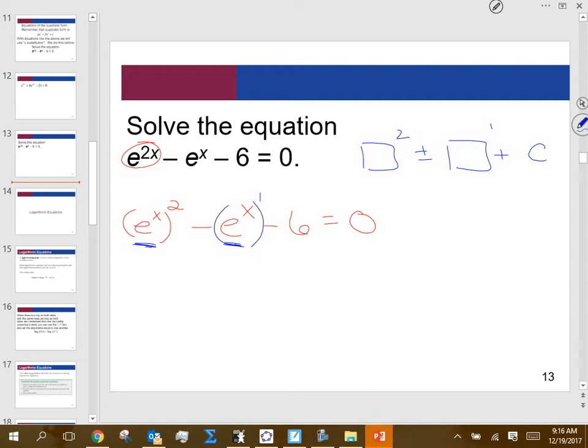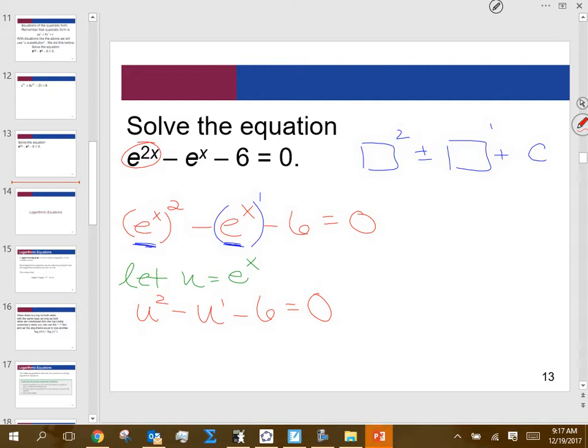So what I like to do to solve these, I think the best thing for you to do is let u equal e to the x. We've done that before, right? Remember u substitution? Yes. Okay, so if we let u equal e to the x, we can then rewrite this thing as u squared. Now u is my object, minus then u to the first, minus then 6 equals 0.